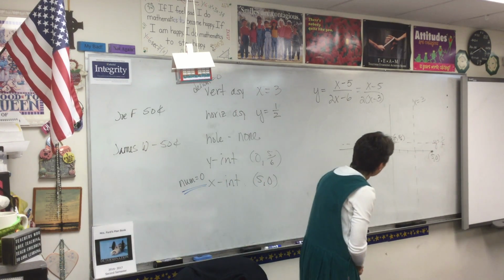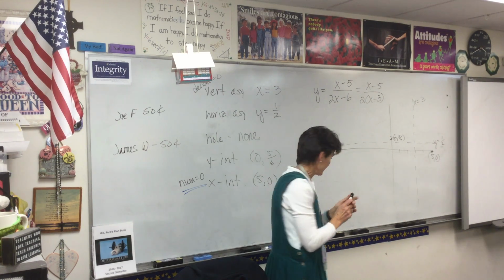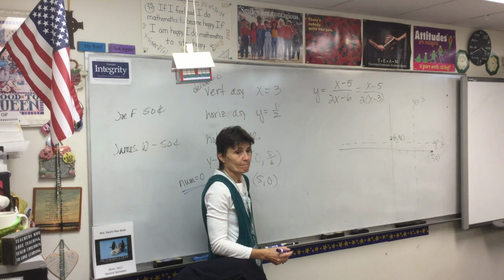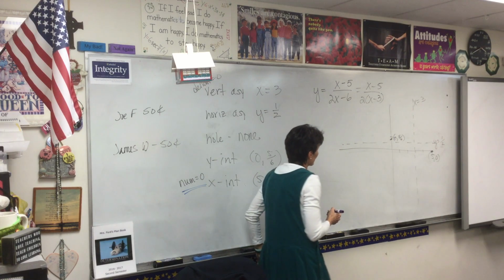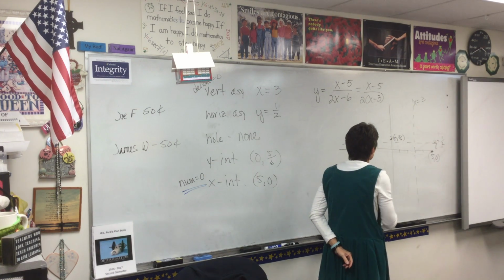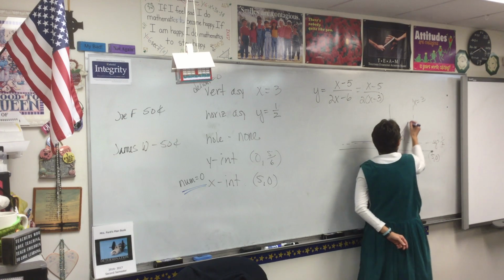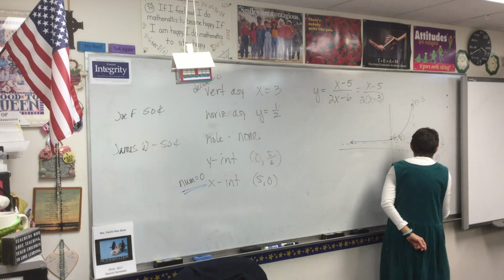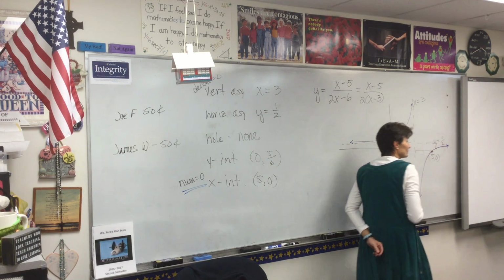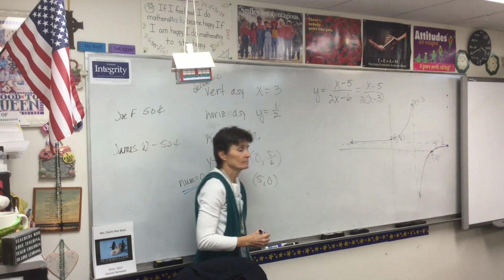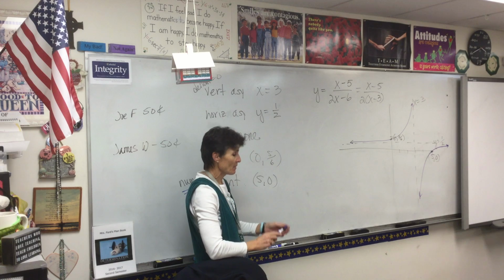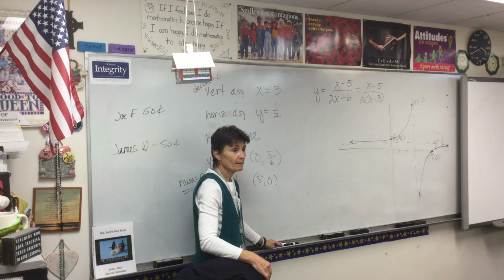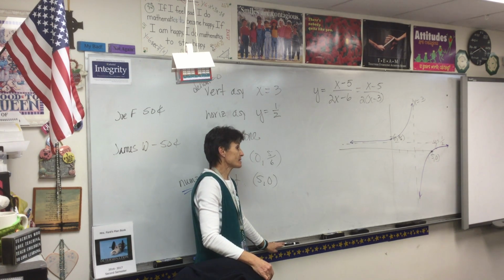So based on this, can we draw our picture? Yes. Won't it look like this on this side? Yeah. And this on this side? Yeah. Nothing tricky or fancy about that one. That's straight old reciprocal function. Right? So I would suggest that's 2/6.